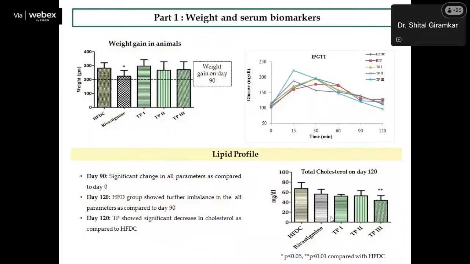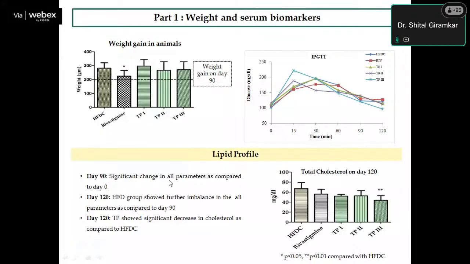Then coming to the results, here we can see the weight gain pattern for the animals during the experiment, and rivastigmine, which is a positive control, has shown a decrease in the weight, but not in the Tripla treated group. In case of IPGTT, intraperitoneal glucose tolerance test, Tripla's highest dose has shown clearance of glucose as compared to disease control and other treatment groups.